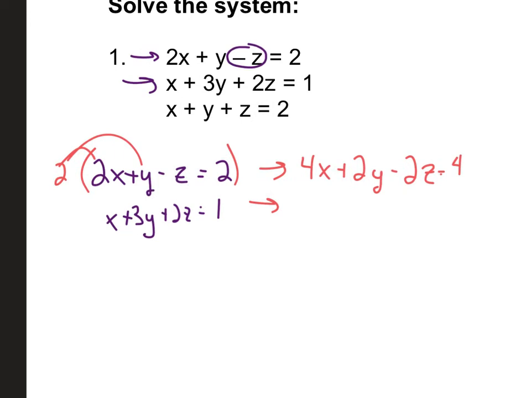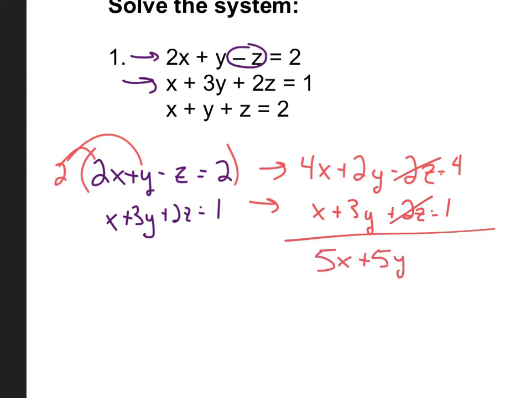Now I'm going to bring over the other equation. x plus 3y plus 2z equals 1. And when I get all that down, the z's go away, and I'm left with just x's and y's, which is what I'm looking for. And I get 5x plus 5y equals 5. So there's one of our equations.